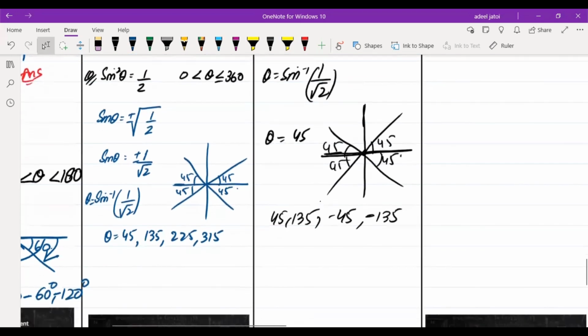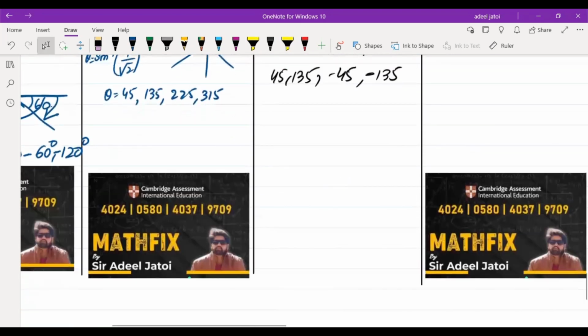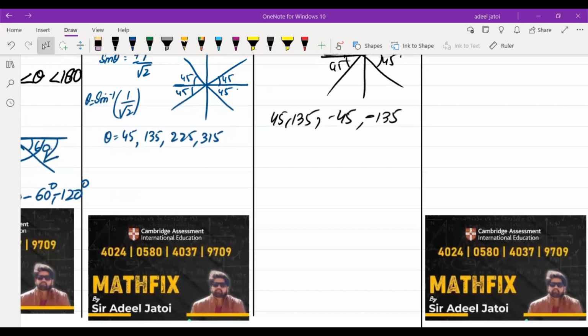Moving forward, let's work upon another example question. Let's say the question is sine 3 theta is equal to minus 1 upon 2, and the question is based upon theta greater than minus 180 and less than 180.